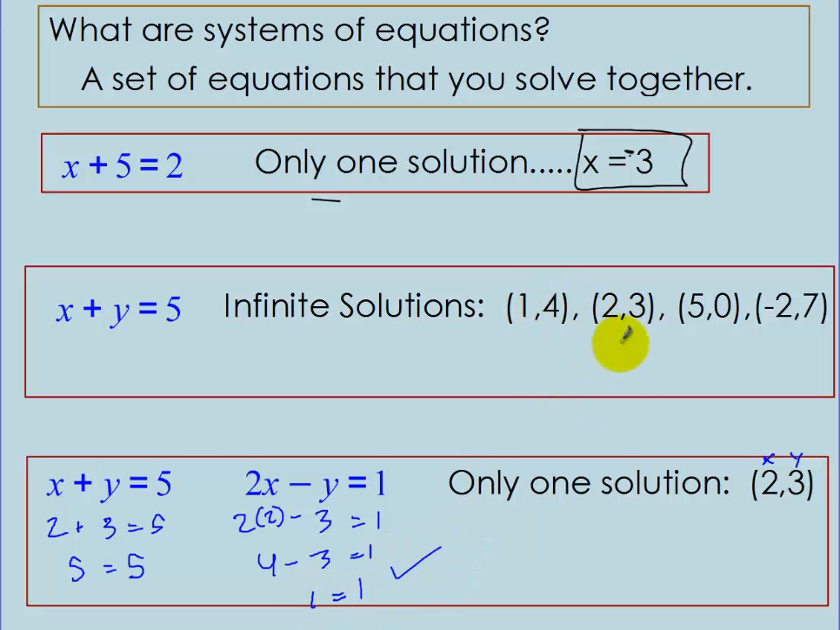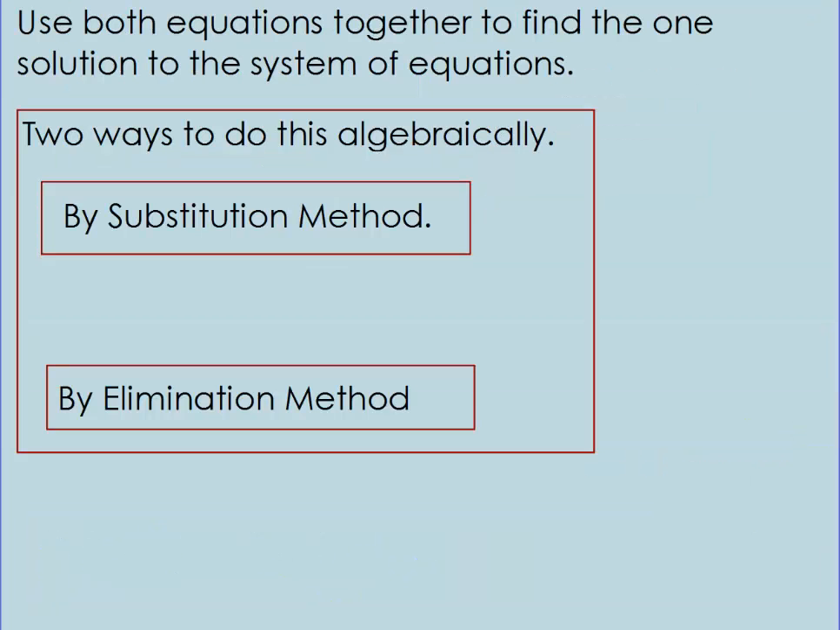If you tried plugging in some of these other ones, that would not work out. The only solution that works is 2, 3. So the point of a system of equations is to find the one solution that works for both equations. Use both equations together to find the one solution.